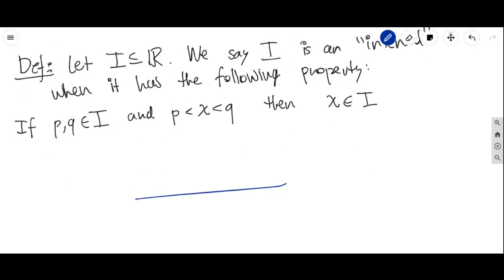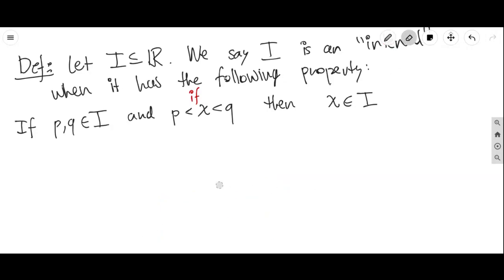If this line represents an interval, if I pick a point P and I pick a point Q, then if it's an interval, anything between P and Q... I should have actually added that. If P and Q belong to I, and if X is some number between P and Q, then that X also has to belong to I. Okay, so that would be an interval. So anything between them has to belong to I.